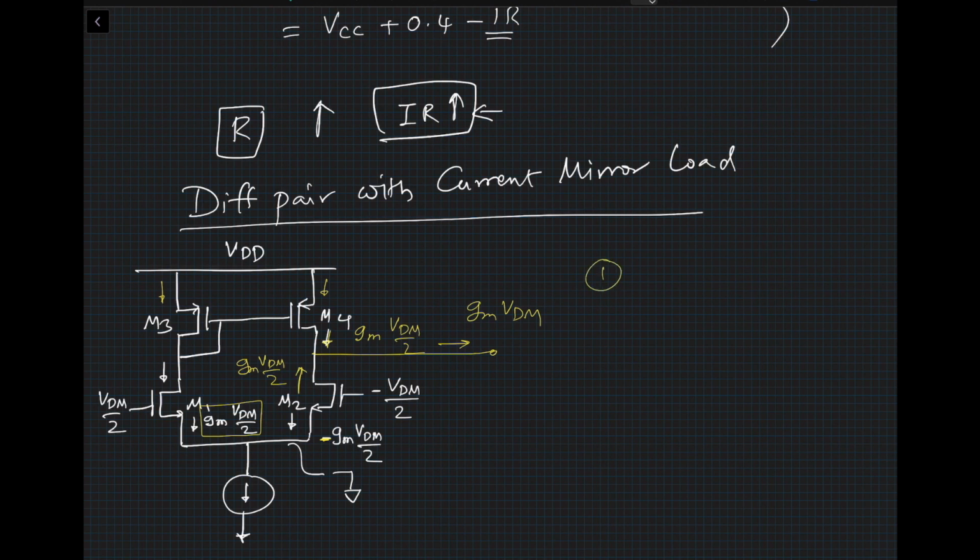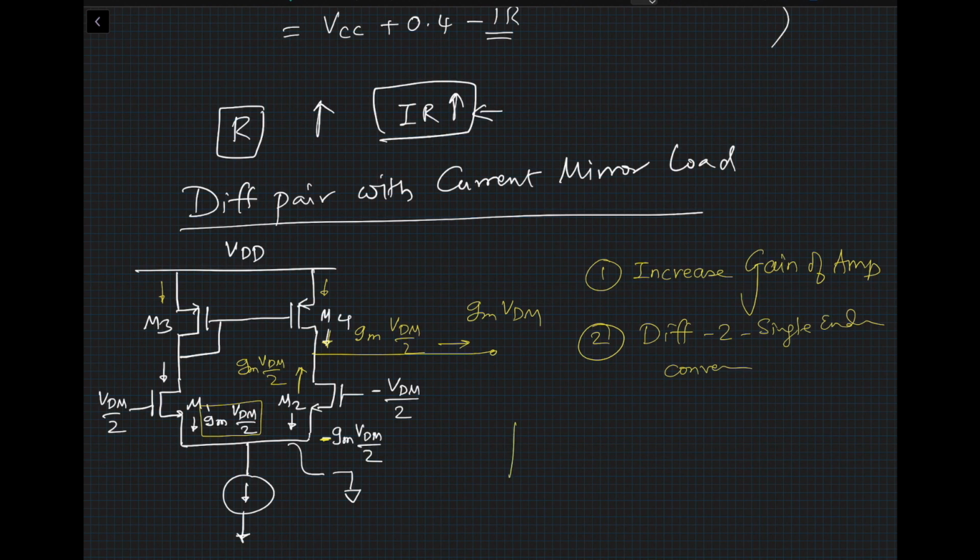One is you increase the gain of the amplifier, and we're going to look at why that happens. And the second one is we get a differential to single-ended conversion. Most of the amplifiers that we have been using have looked like this, right? You have a differential input and a single-ended output. So this particular structure natively gives you differential input to single-ended output, and along with it, it will give you higher gain. How do we analyze such a complex circuit now?